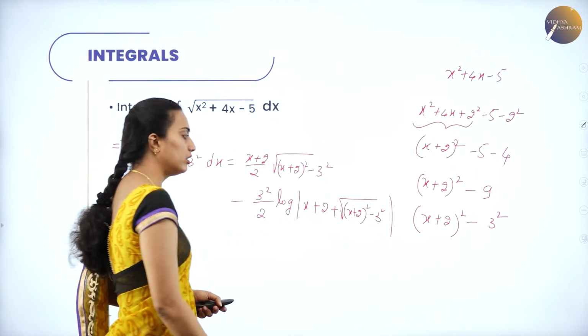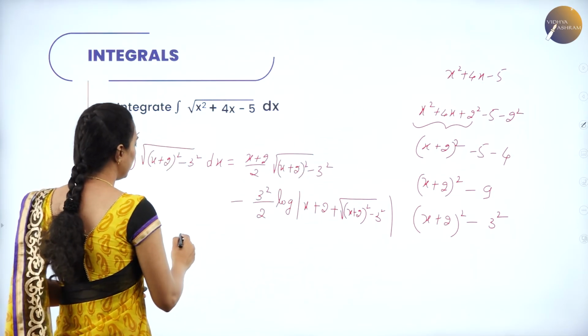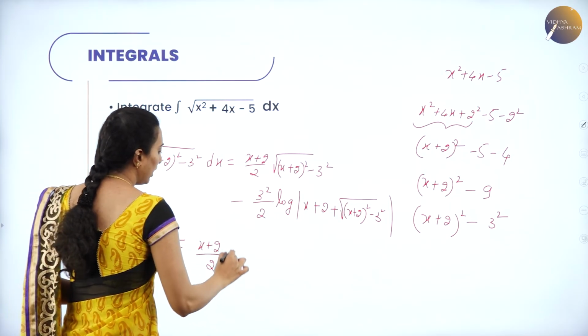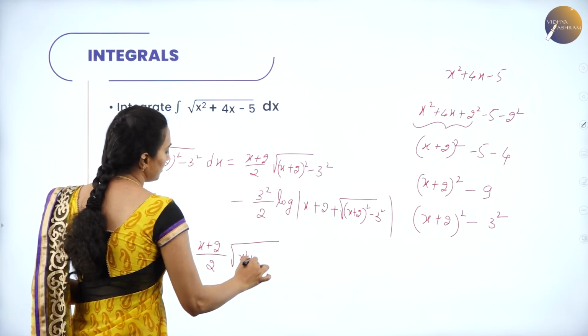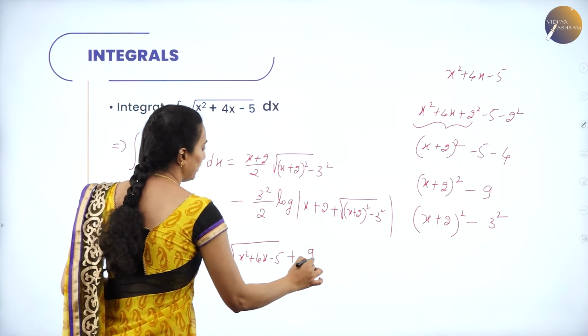Now simplifying further, this will reduce to the form of x squared plus 4x minus 5, writing that, which implies (x plus 2) divided by 2, under the root of x squared plus 4x minus 5, plus 3 squared by 2, which is 9 by 2, right?